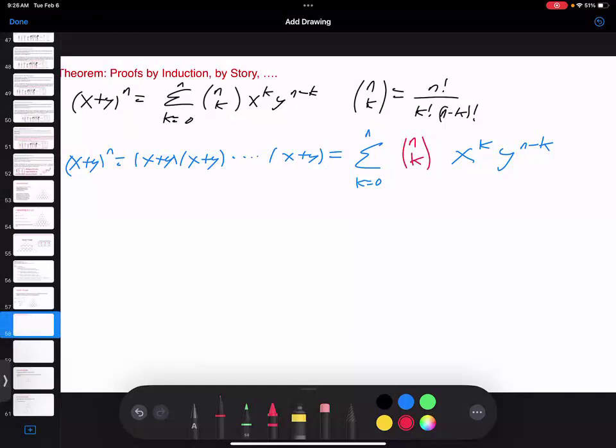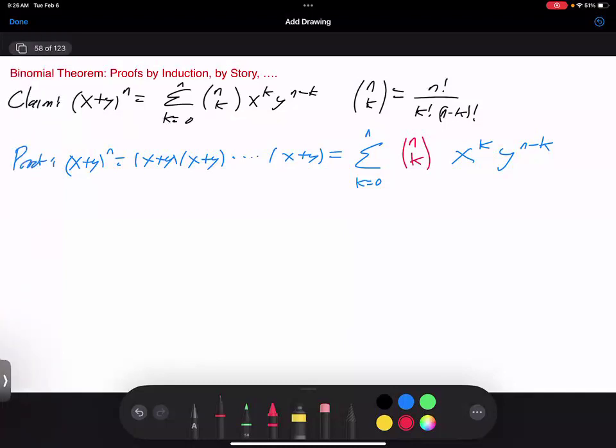And now you want to prove that n choose k plus n choose k plus 1 is n plus 1 choose k plus 1. So I want to do it. Oh, sorry. Wrote it wrong.